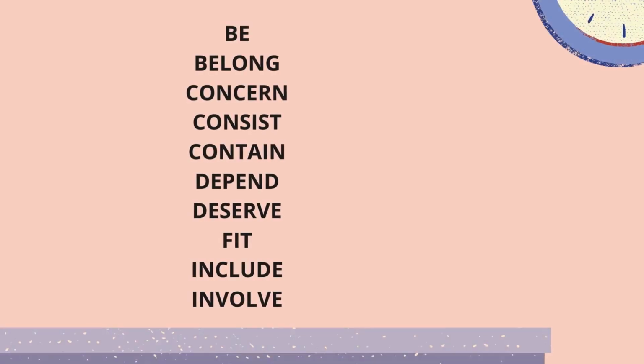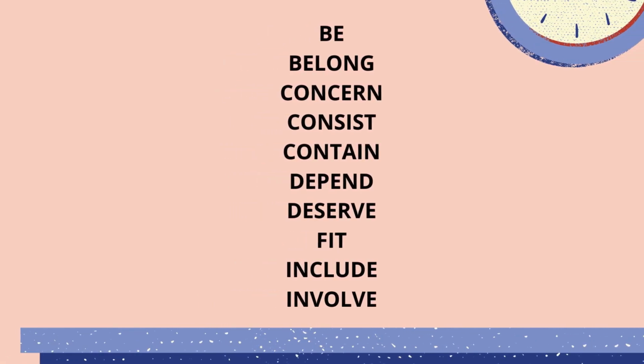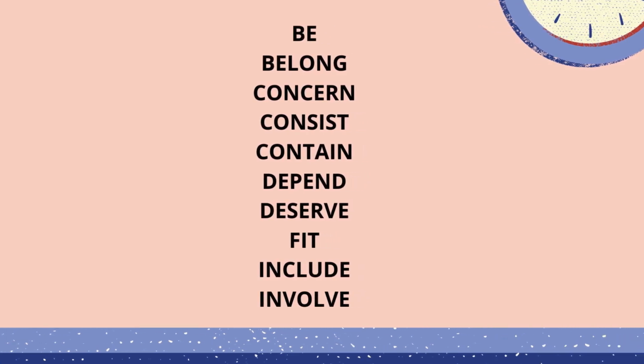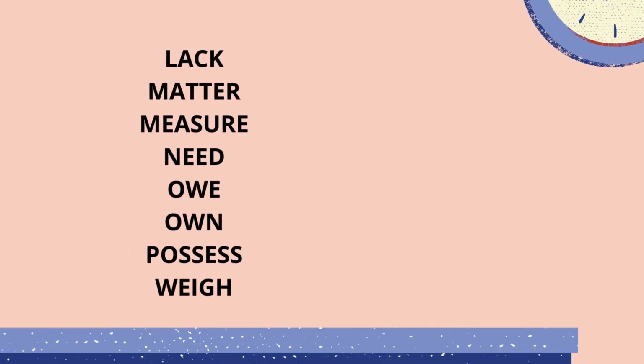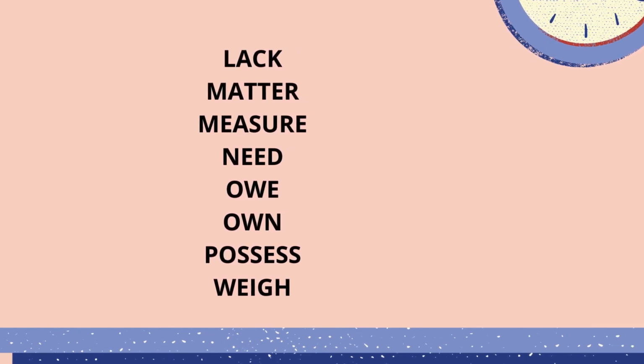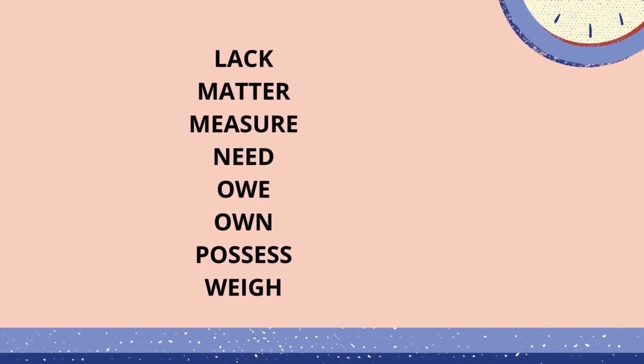Let's wrap up our discussion with a list of other non-progressive verbs. In addition to the previously mentioned categories, here are some more non-progressive verbs. Be, belong, concern, consist, contain, depend, deserve, fit, include, involve, lack, and then we have matter, measure, need, owe, own, possess, weigh. It's important to note that when these verbs express an act of thinking or a mental activity, they can be used in the progressive form.